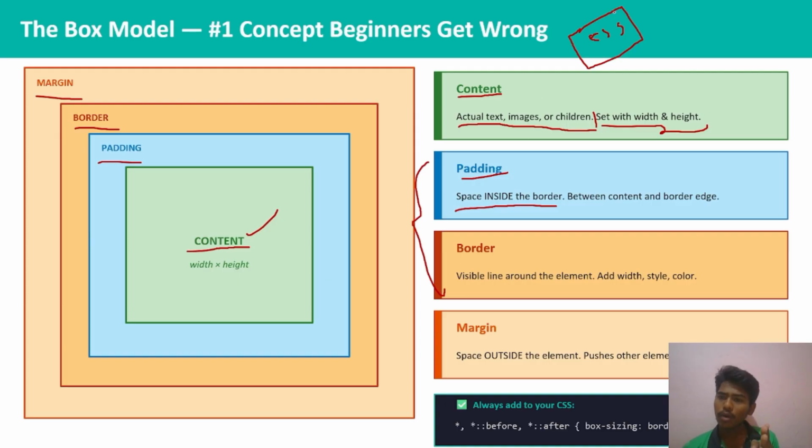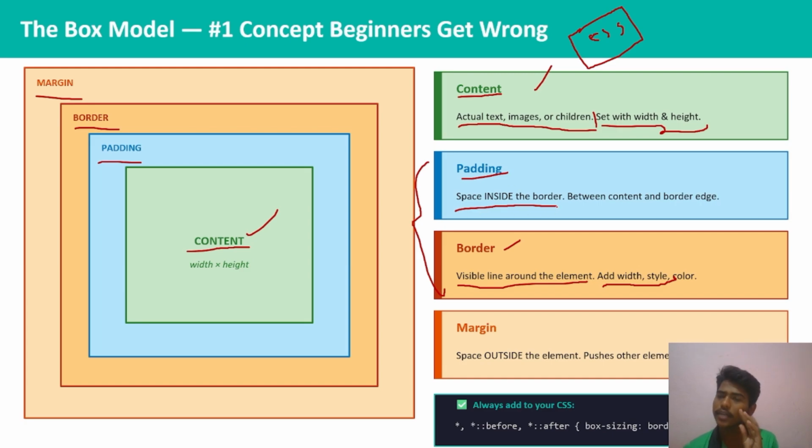Here, where the box sides are drawn is known as the border. Here we can see a visible line around the element. It adds width, style, and color. We can add the width of the border, the style of the border, and the color of the border. I completed the content and the border. Understand? Next, what is the padding?